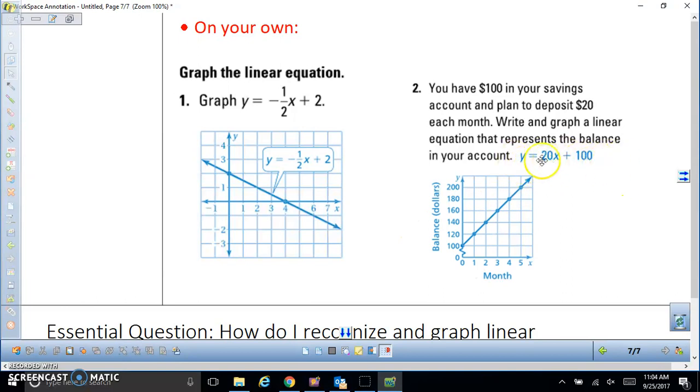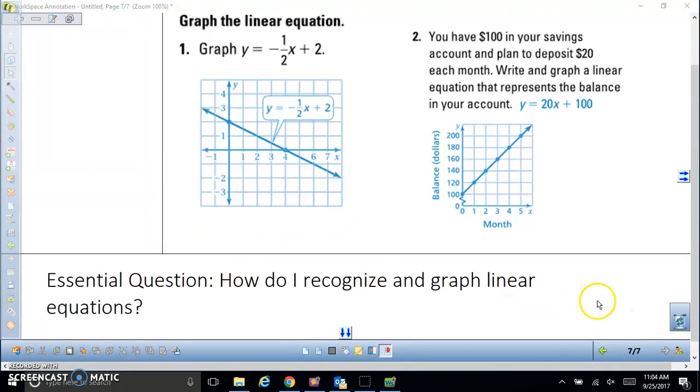Okay, your equation, you should have made your equation in order to get to the graph, and I should see tables on your paper. Okay, go ahead and answer that essential question and take that checkpoint.